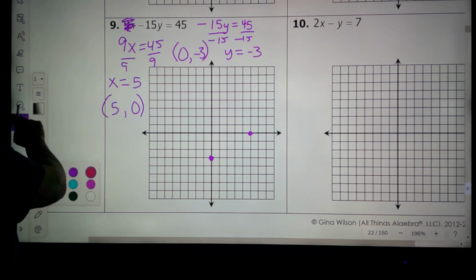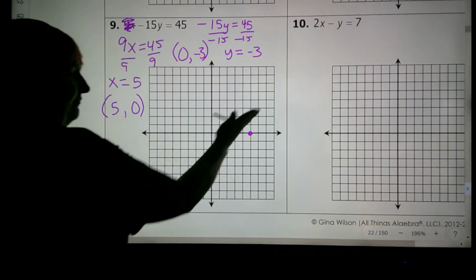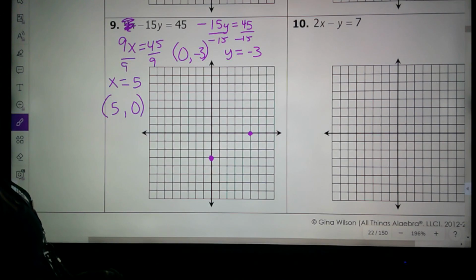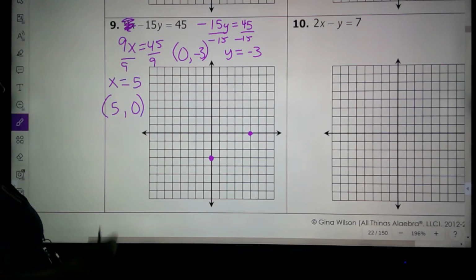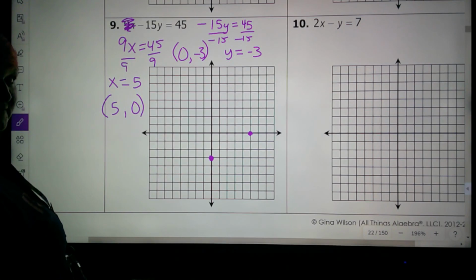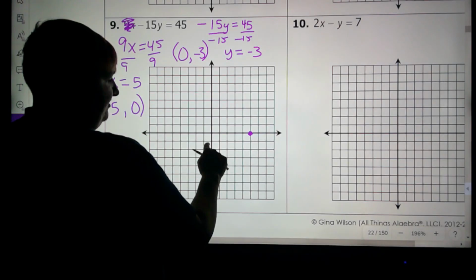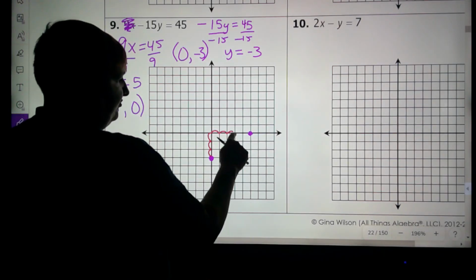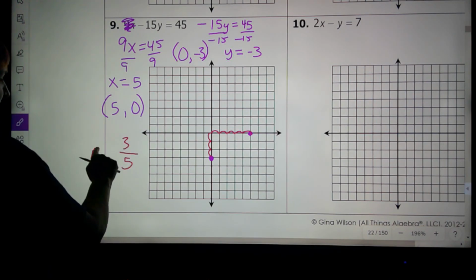So just by looking at this graph, I know several things, right? I know that my slope is positive. I don't even have to draw the line. I don't have to convert my equation. I know my slope is positive. The second thing I know is the slope is 1, 2, 3 over 1, 2, 3, 4, 5. My slope is 3 over 5.